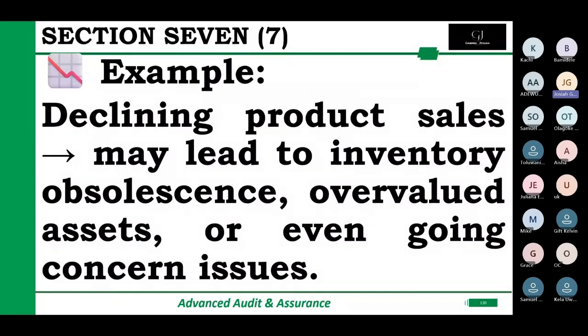So for example, declining product sales or declining revenue may lead to inventory obsolescence, culminating in lower revenue, overvalued assets, and even going concern issues. Because when you're not selling a product, you're heaping up inventory, and the inventory becomes either expired or obsolete, and your inventory is overstated, overvalued, and you begin to have issues, especially for a manufacturing company that deals in inventory.